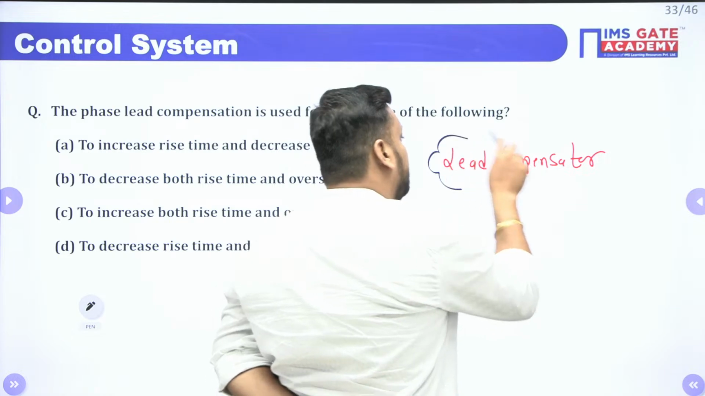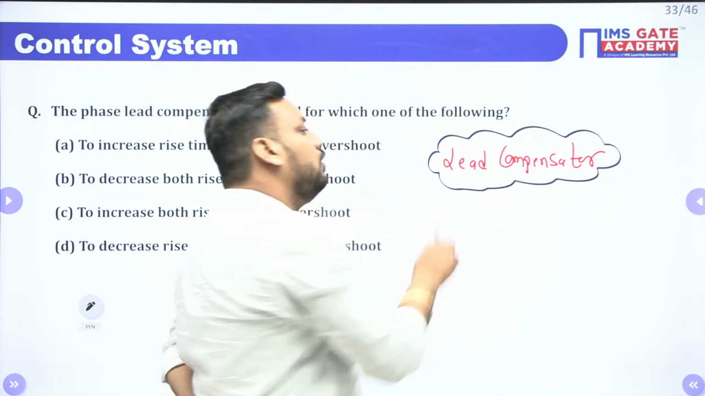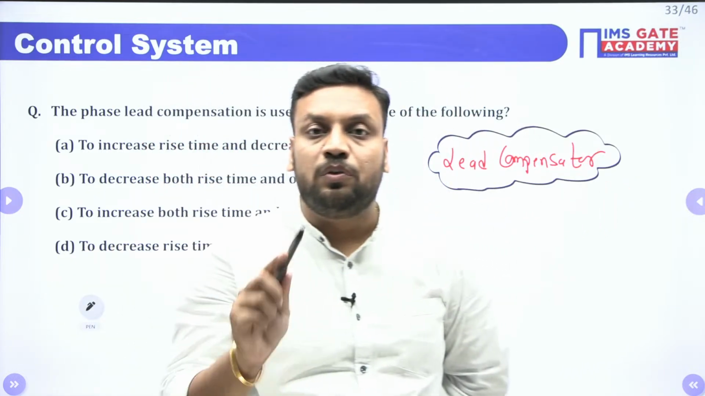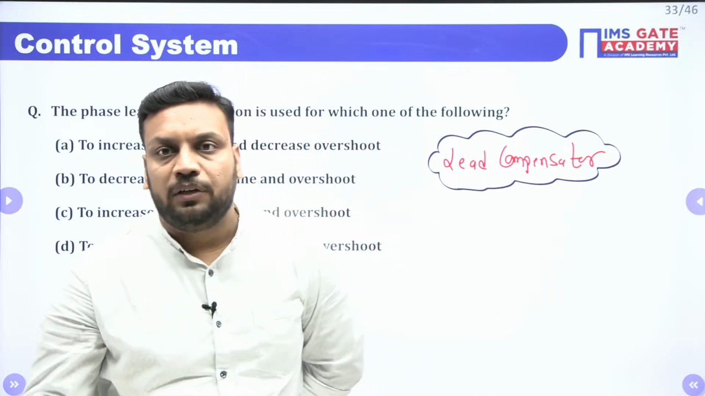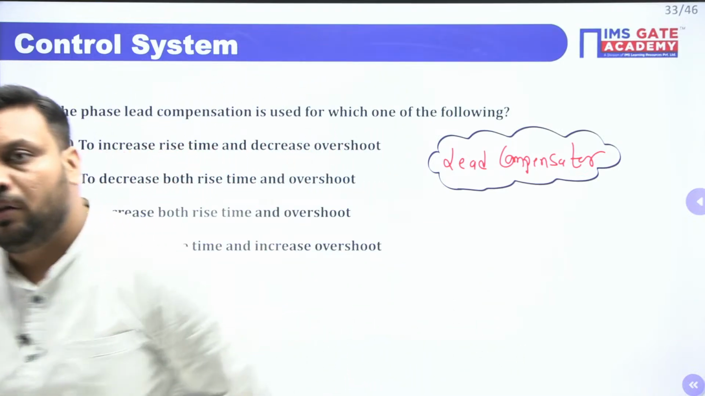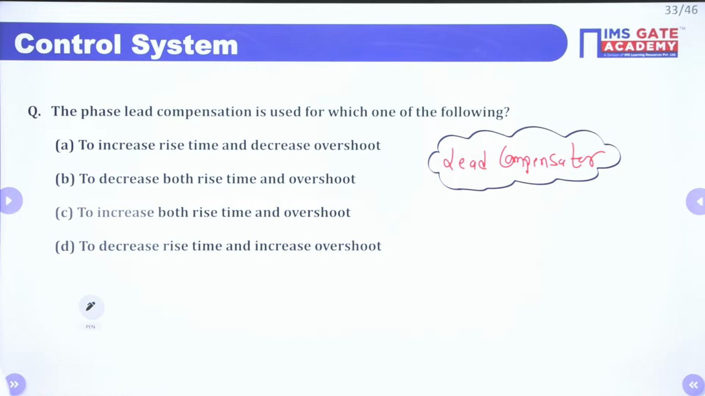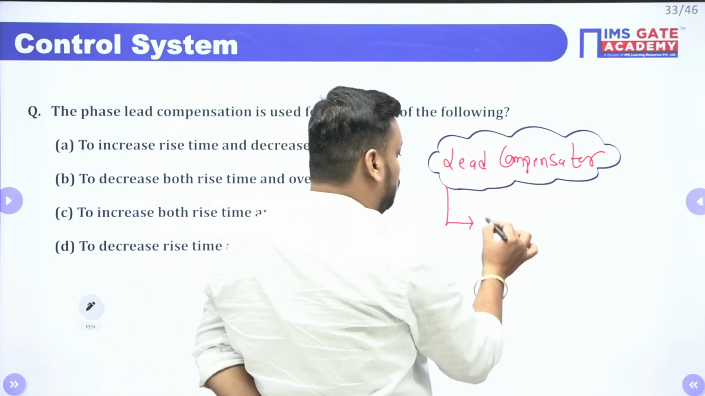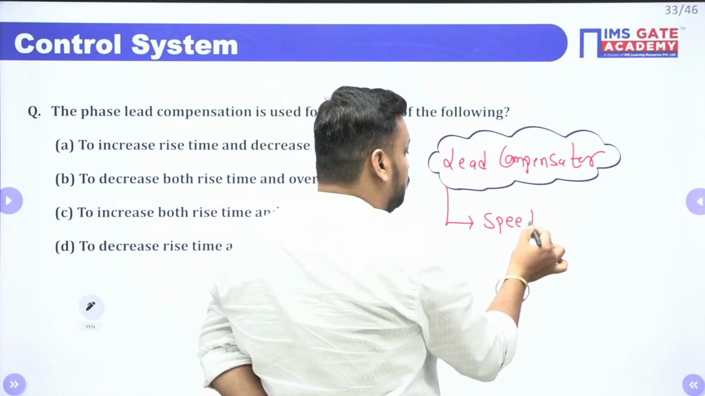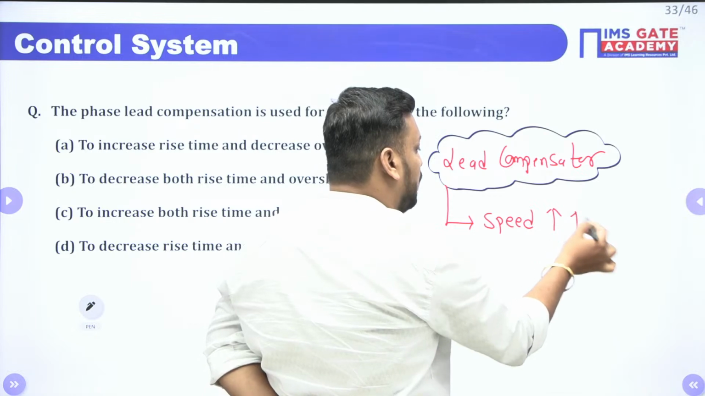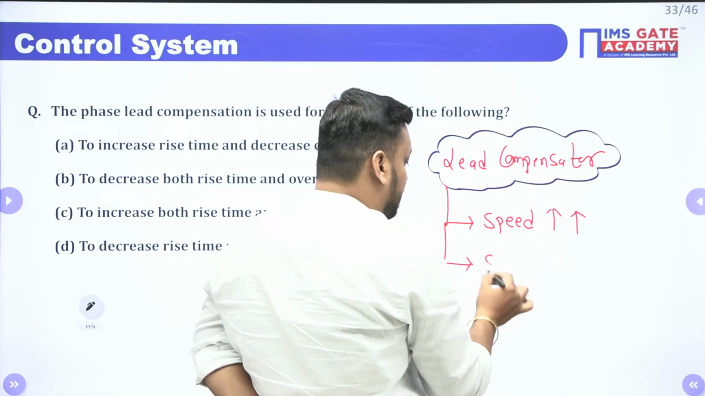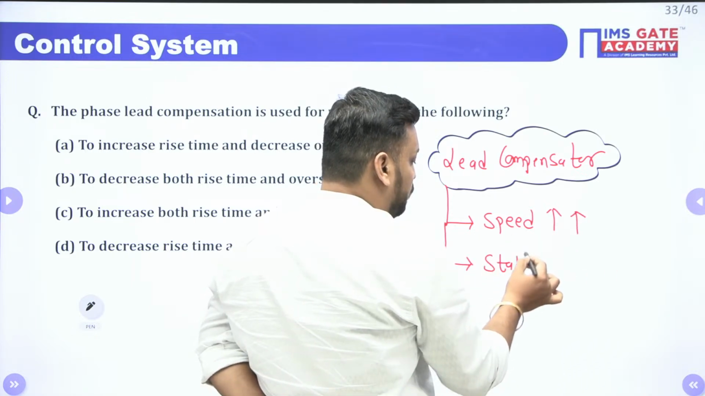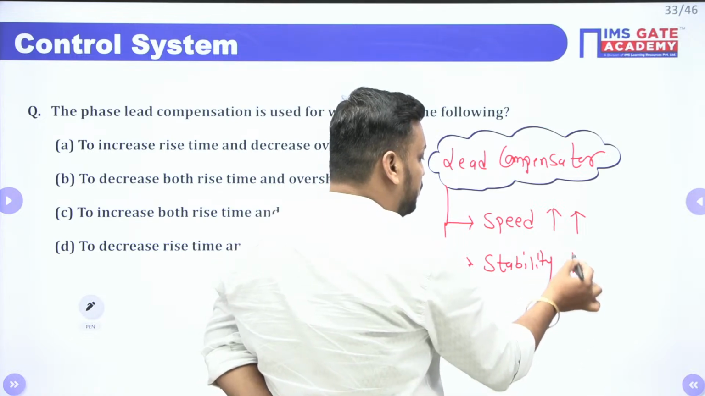Lead compensator is used to improve speed of a system. It is used to improve transient response. So lead compensator is used to improve the speed of the system, and also it is used to improve the stability of a system.